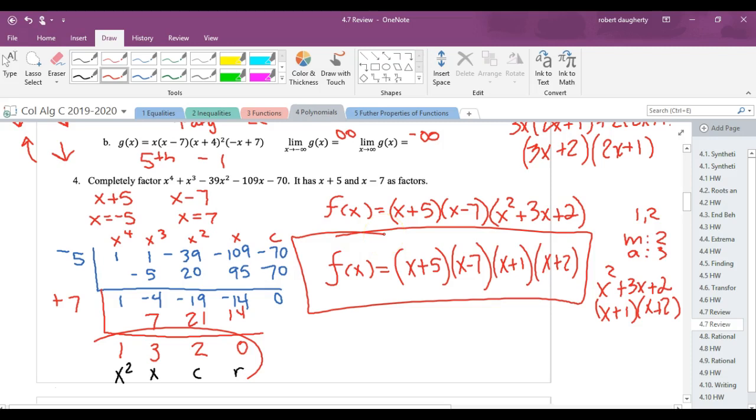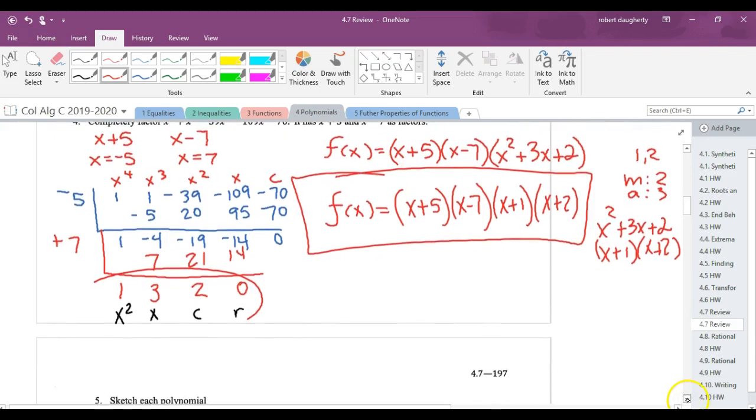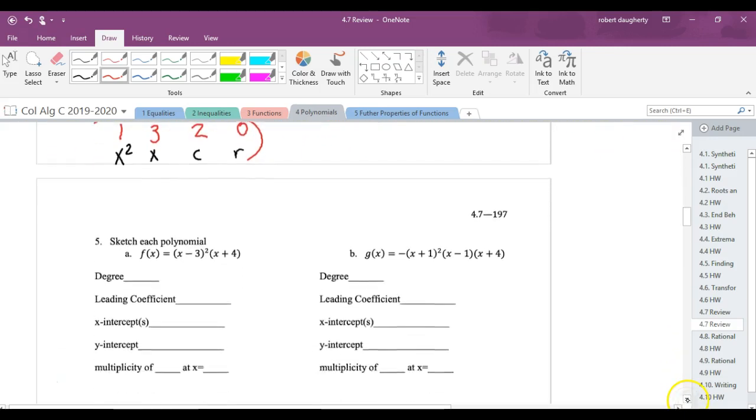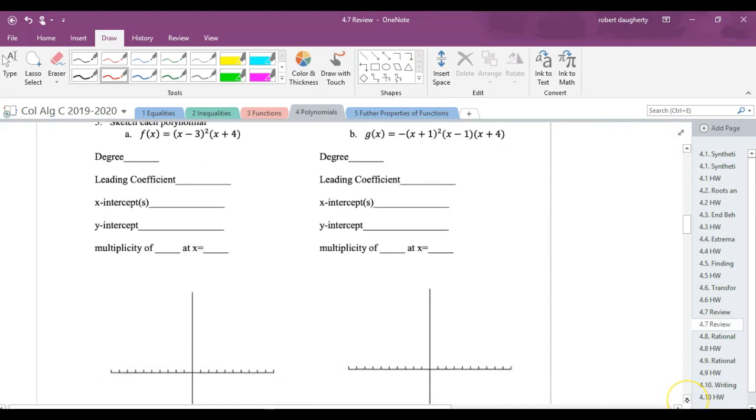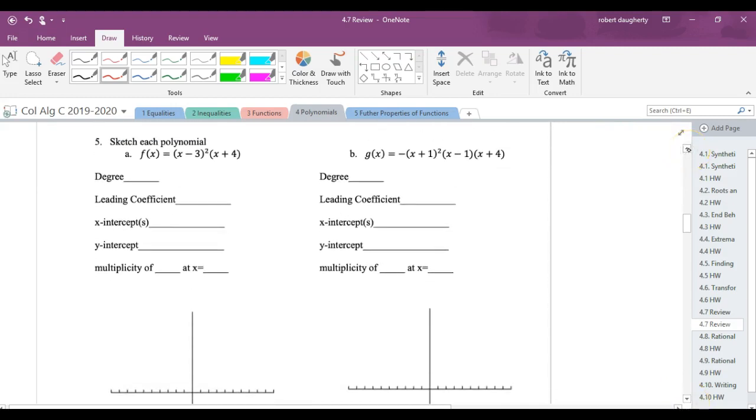Okay? That's a long problem, but it's all things that we've done, and you got to be real careful with the arithmetic on that guy. So sketching a polynomial. If I give you a polynomial here in factored form, this guy, the degree is 3. The leading coefficient is 1. The x-intercepts, the roots, the solutions, that's going to be at (3, 0) and (-4, 0).